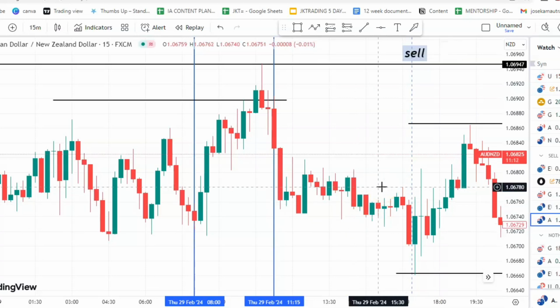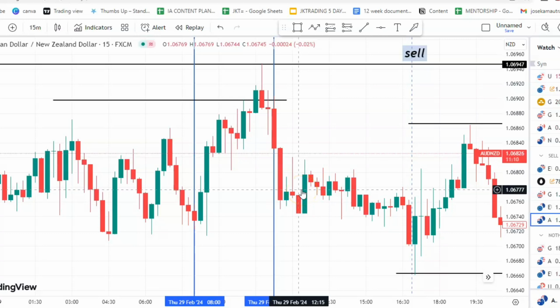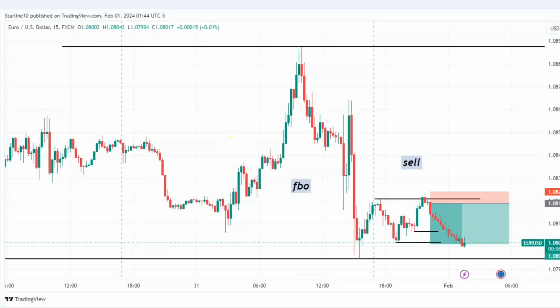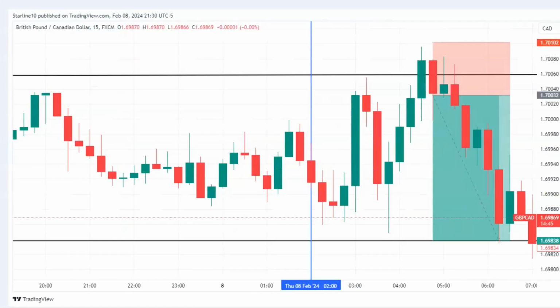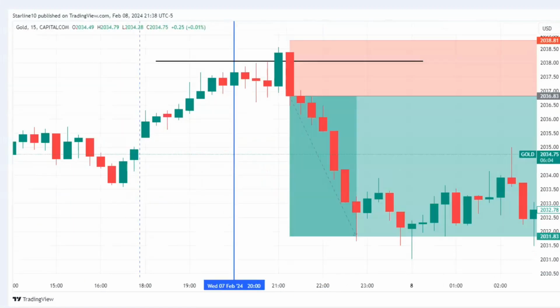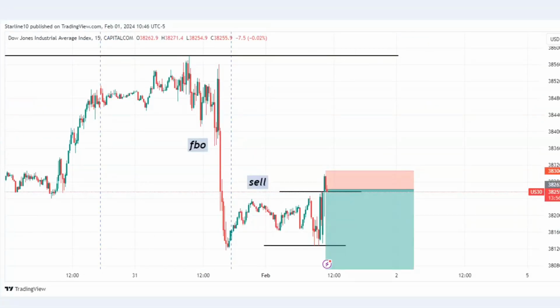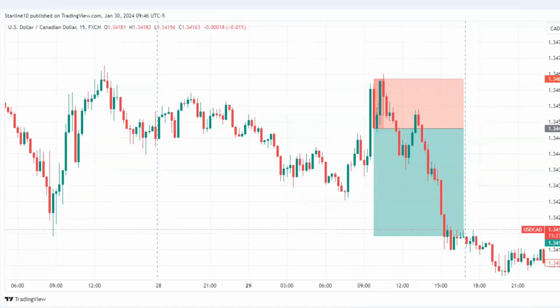So this is how simple this entry criteria is. It is simple, repeatable, and maximizes the profits you can have. The entry criteria is the same in all pairs.